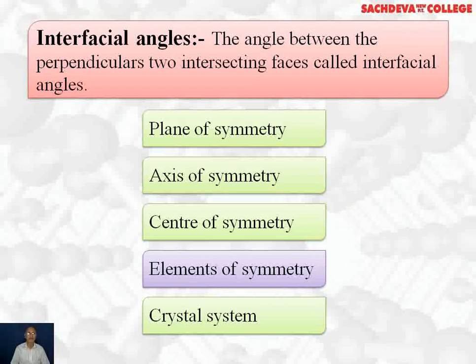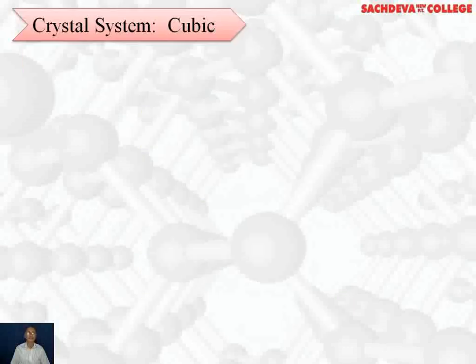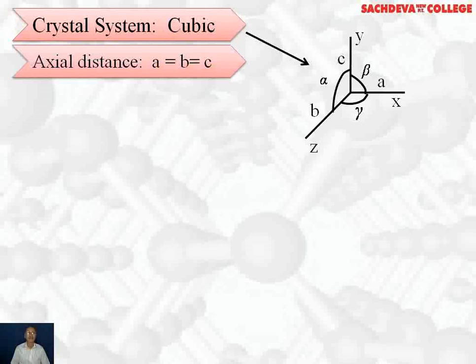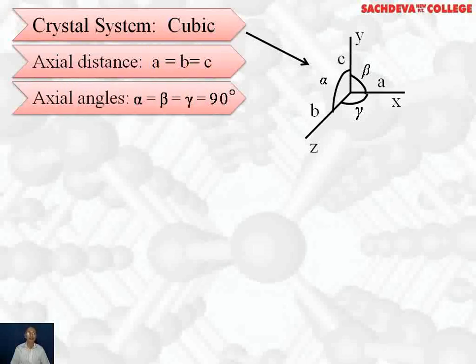Next, we are taking crystal systems. The first crystal system we are taking is cubic. In cubic system, axial distances, that is, sides a = b = c, means all sides are equal. Axial angles alpha = beta = gamma = 90 degrees. These are characteristics of cubic crystals.